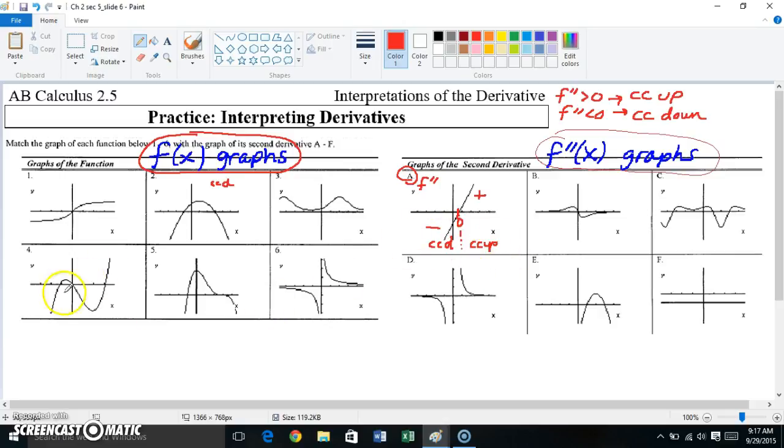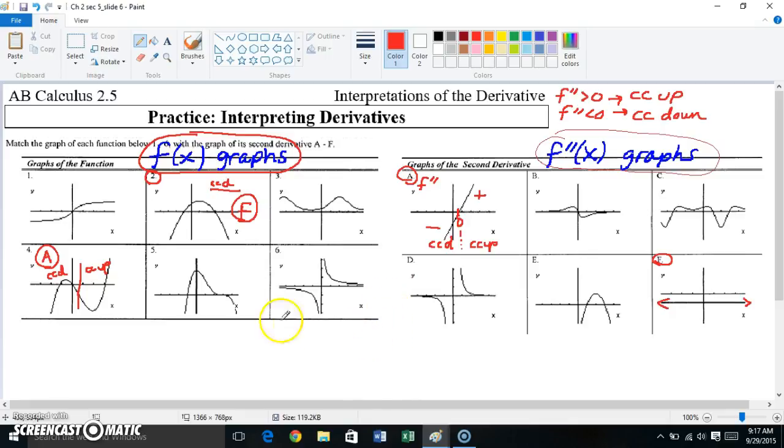All right, so let's keep looking. I need to find concave down. Okay. Looks like we're concave down and then concave up. I kind of like graph 4, right? Concave down, concave up. Okay, let's find the graph that's concave down all the time. The second derivative, so where the second derivative is negative all the time. Concave down is number 2. And which one of these functions for the second derivative is negative all the time? It looks like graph F. So let's put F over here.